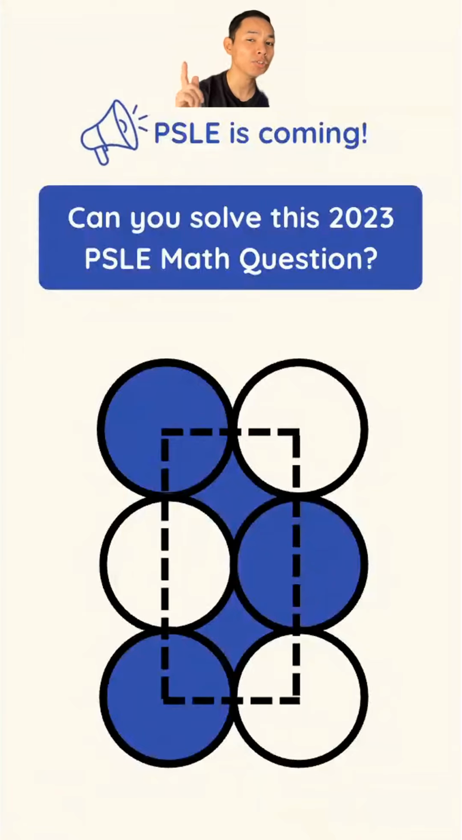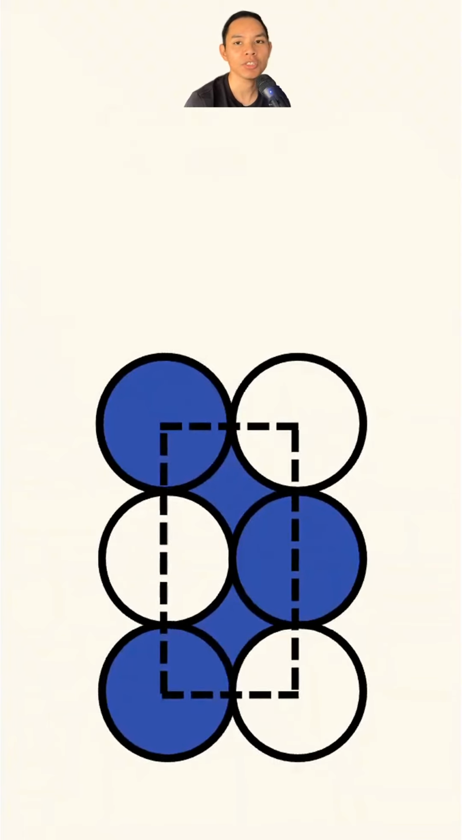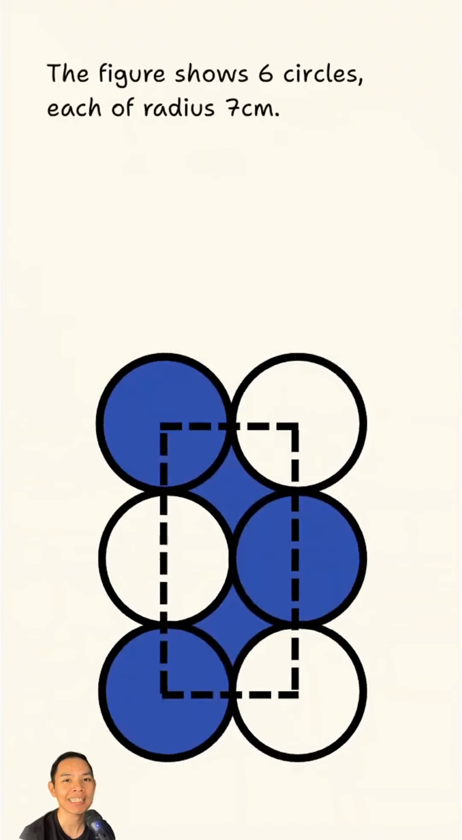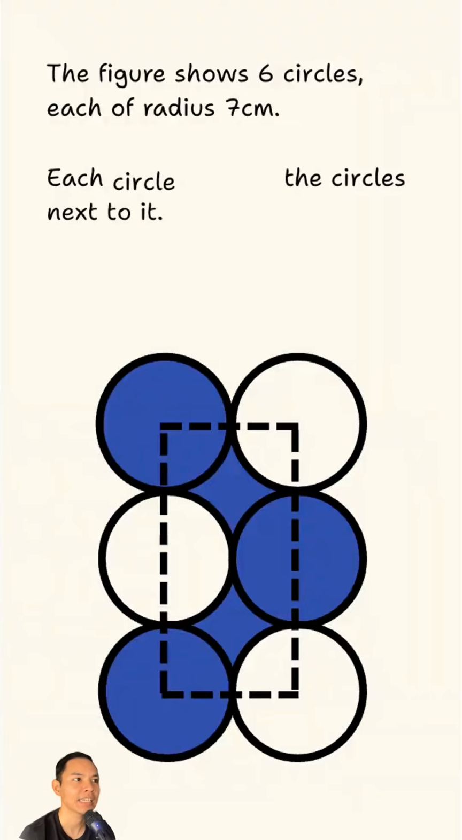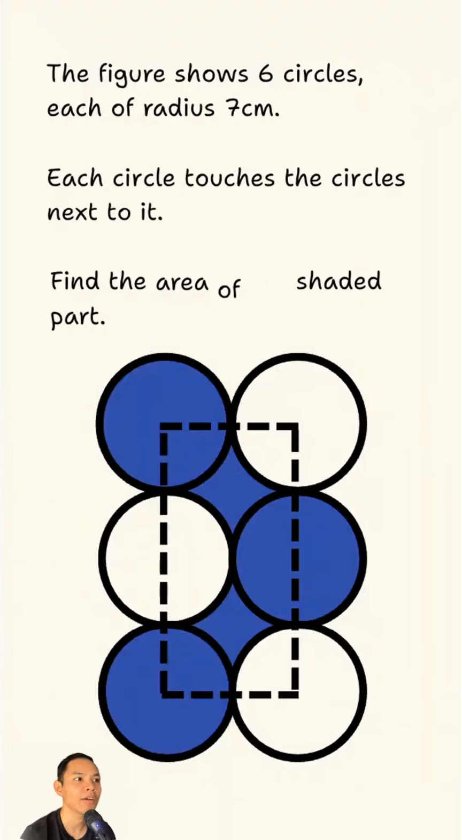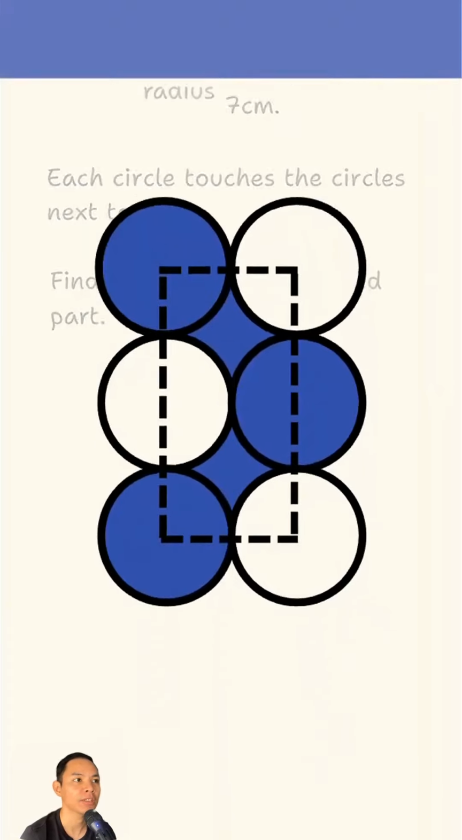PSLE is coming. Can you solve this 2023 PSLE Math question? The question goes: the figure shows 6 circles, each of radius 7 centimeters. Each circle touches the circles next to it. Find the area of the shaded part.